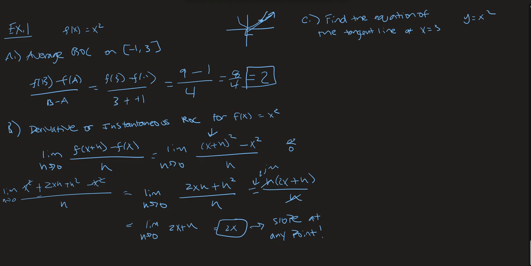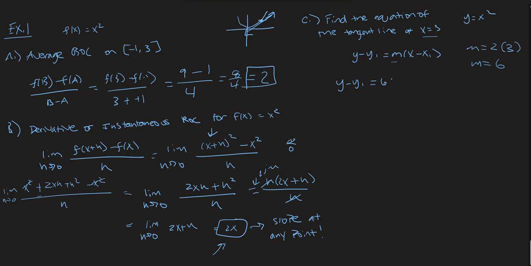So to find the equation of the tangent line at x equals 3, we're going to want to use the point-slope form for the equation of a line. And we know from the previous problem that if we plug in 3 to 2x, we'll get the slope at that point. That'll give us our m. So m is equal to 2 times 3, so m is equal to 6. So we are left with 6 times x minus x1.